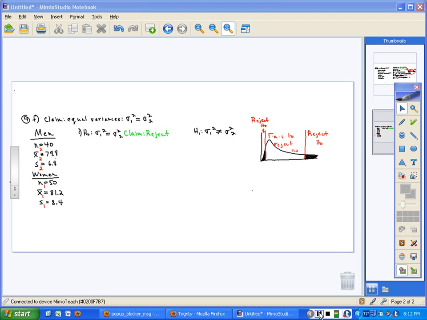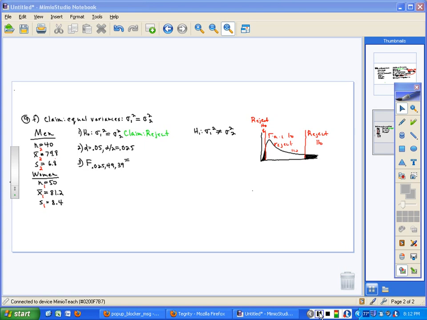Step 2, alpha was not given to you. When alpha is not given to you, you assume that it is 0.05 divided in half, which is 0.025. Step 3, we're going to go to the F table to get our critical value, and it's F sub 0.025, then degrees of freedom 1, degrees of freedom 2. So degrees of freedom 1 is 49, and degrees of freedom 2 is 39.